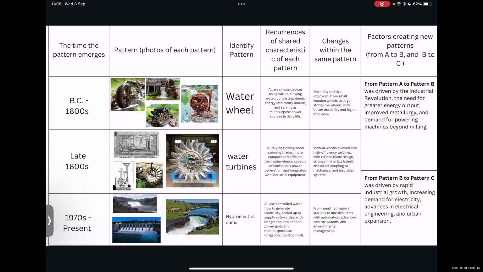As cities grew and technology advanced, people needed more than just mechanical power. They needed electricity, so they developed pattern three. Pattern three is hydroelectric dams, which use the flow of water to spin turbines and create electricity. These systems are big, modern, and can power entire cities. The world needs clean, large-scale electricity and a water source. Engineers use computers and advanced tools to control the process.